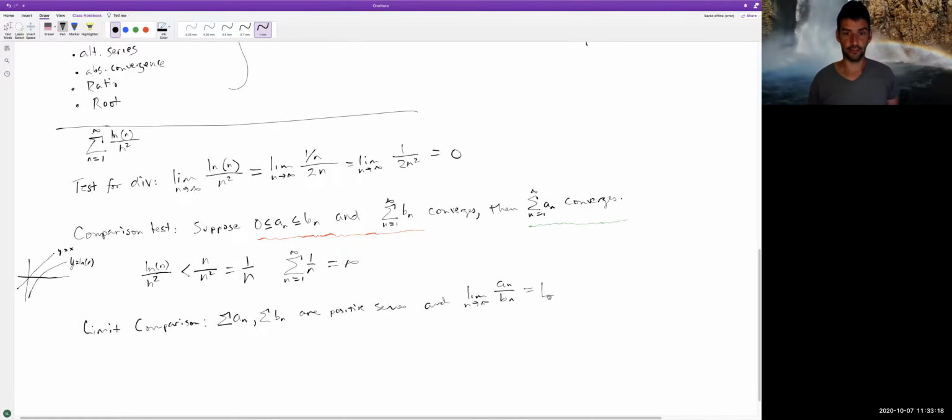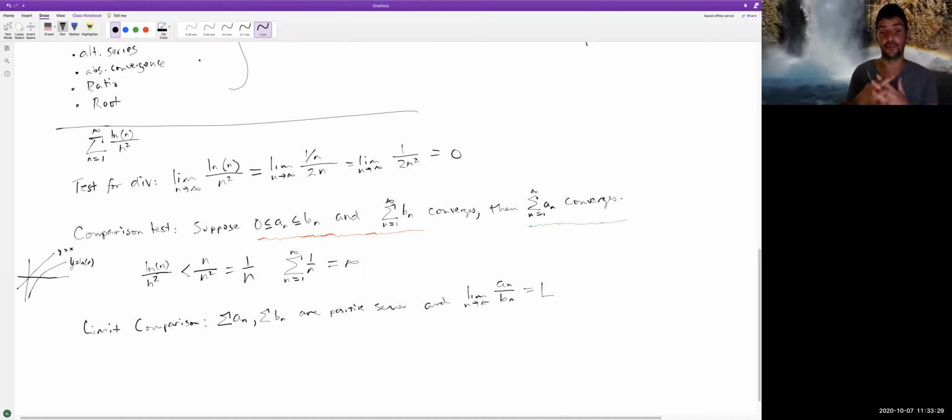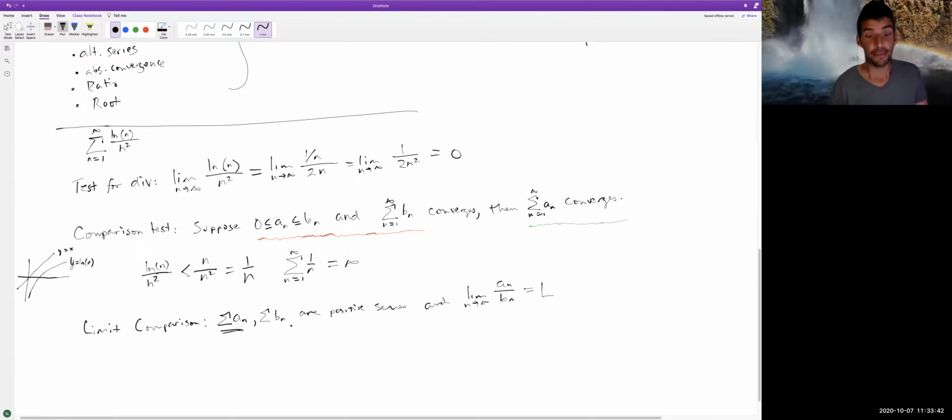Sorry, I hit the button and I jumped screens. Okay, I'm back to where I was. If the quotient of the terms of these two series has a finite limit, then their convergences are locked together. They both do the same thing, converge or diverge. This gives us a little more freedom in choosing the series we compare to. So again, how we use this: the series made of a sub n's is the series we're interested in. b sub n will be a series we choose for convenience, something whose convergence we know about, and so that the limit, when constructed this way, is equal to a finite number.